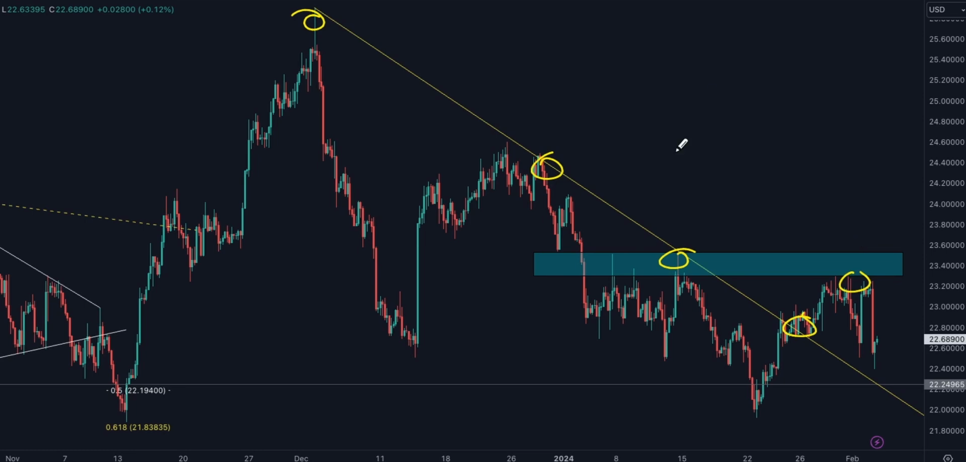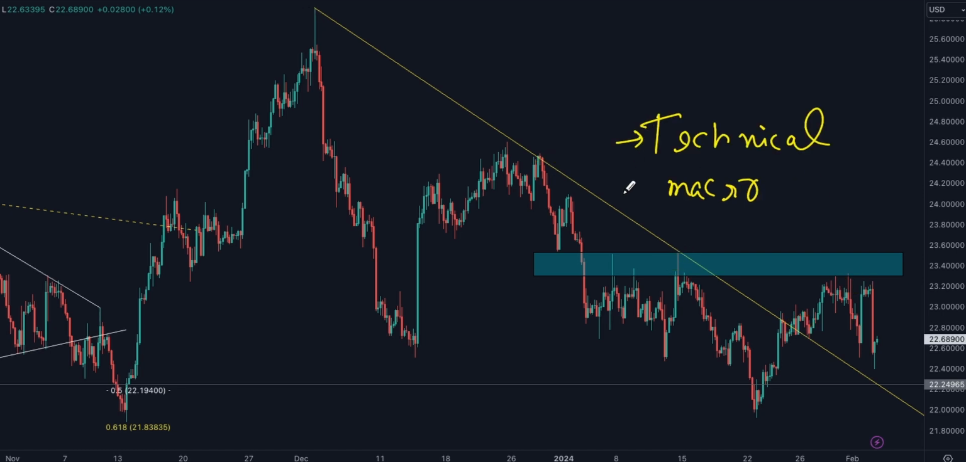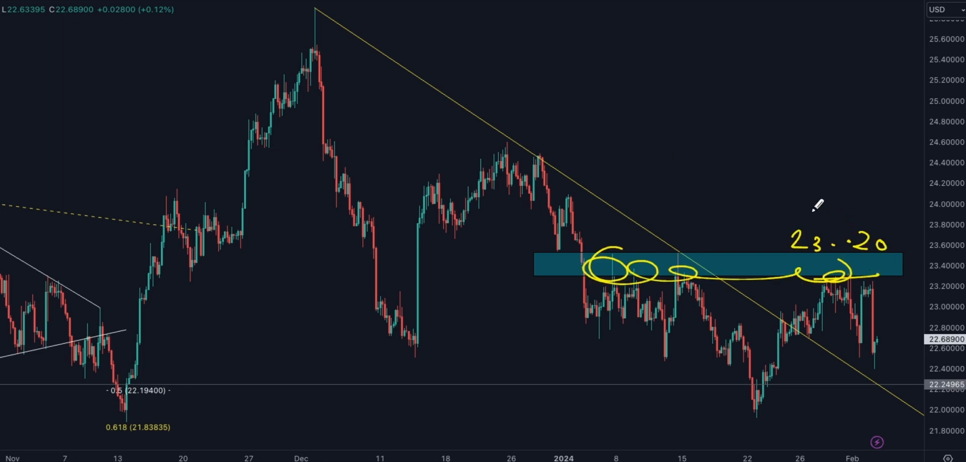And the only way to get clarity was macro. Until technical and macro both fit, a chart pattern never works. From this resistance level, silver is bearish. Until this level breaks out, silver is bearish.